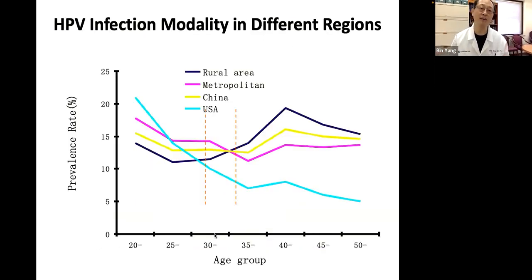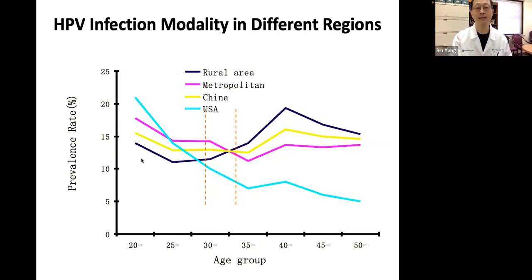If you look at the HPV infection modality, they're slightly different. This lighter blue one represents the US. You can see the most frequent infection is seen in younger women, usually less than 25 years old, who are sexually most active and have the most prevalent HPV infection. However, if you look at the China population, in different areas, metropolitan or rural, although the frequencies are different, the modality is quite similar.